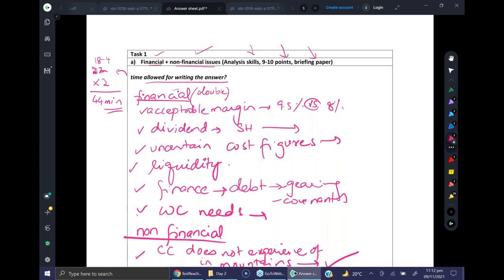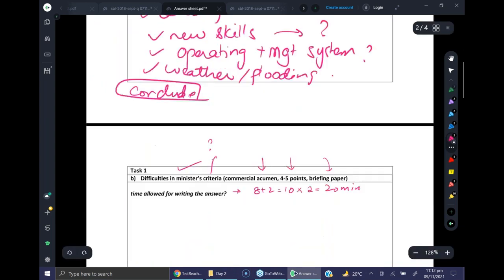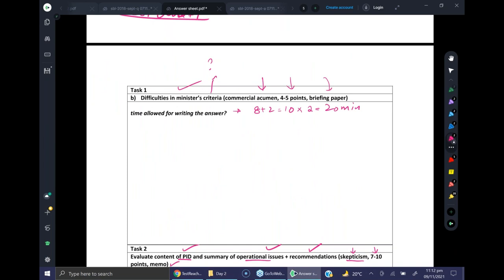Okay, now let's move on to the next task, part B. What are the difficulties in the minister's criteria? I'm going to jot down some of the points. So what were those? Anything which you can tell me?